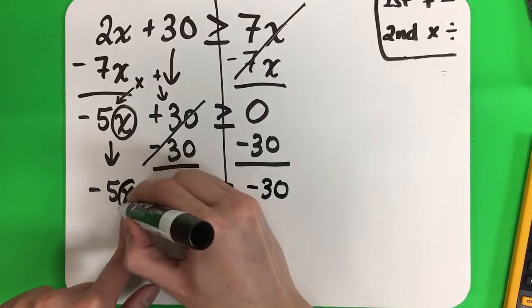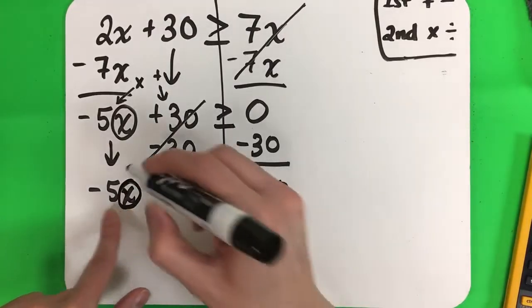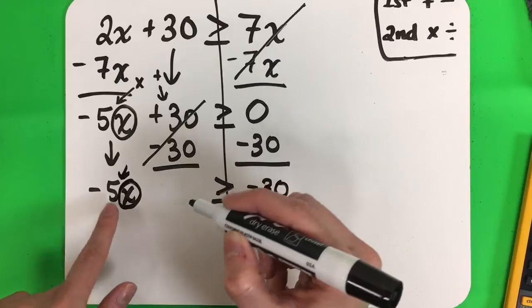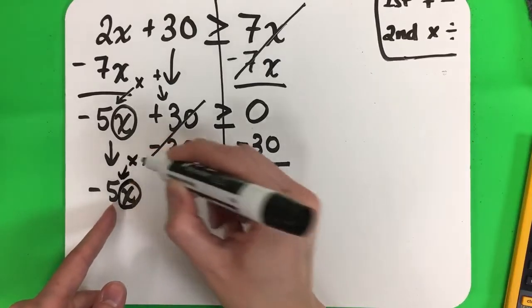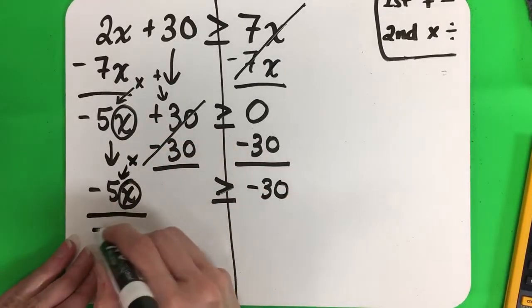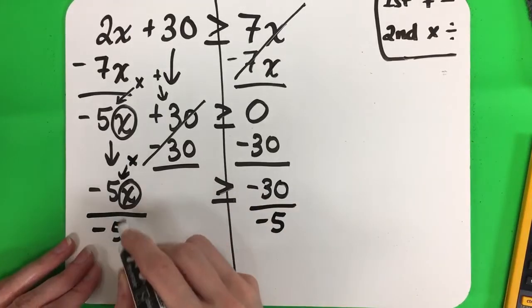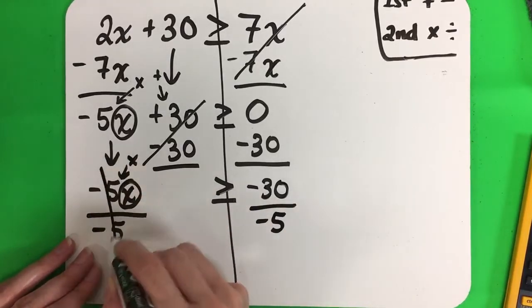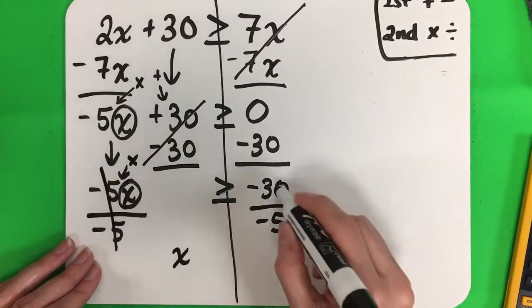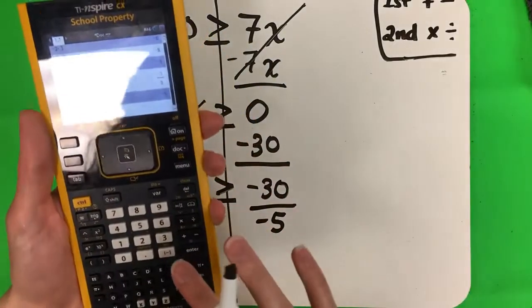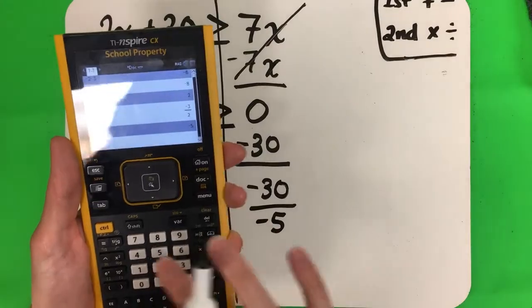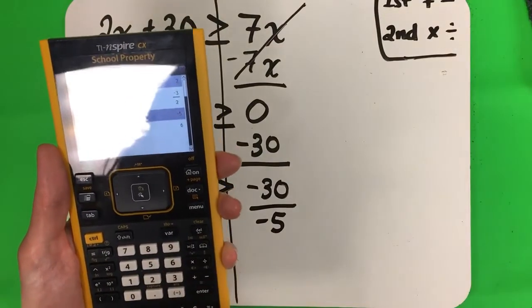I want x alone. Quiero el x solo. Negative 5 is with x. Nothing in the middle. Multiply. The opposite, divide. Divide negative 5. Negative 5 divided by negative 5 is 1. Cancel. x. Negative 30 divided by negative 5 is 6.